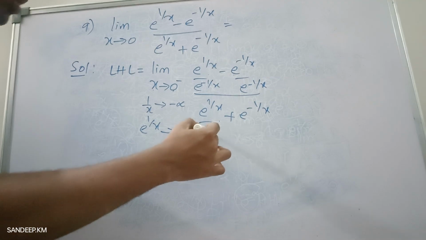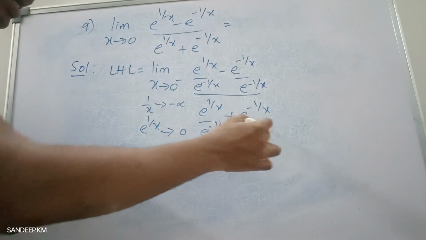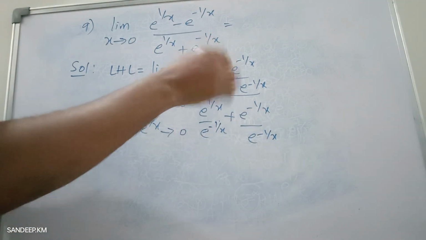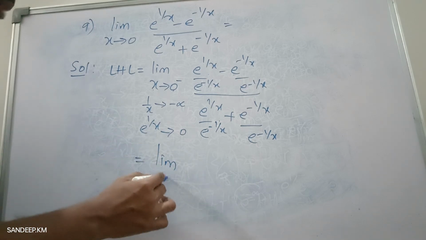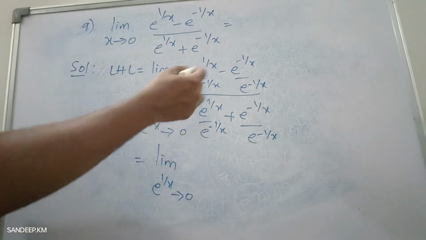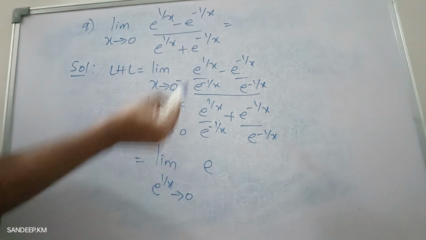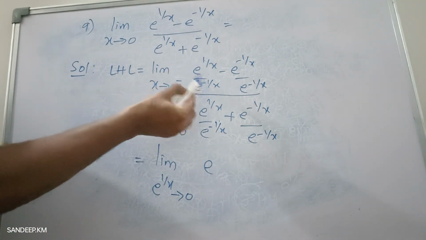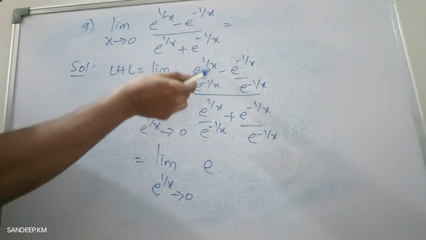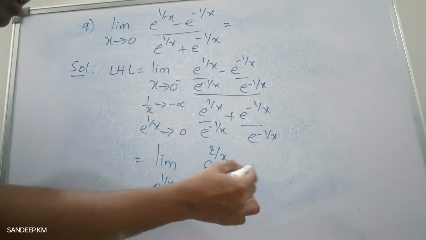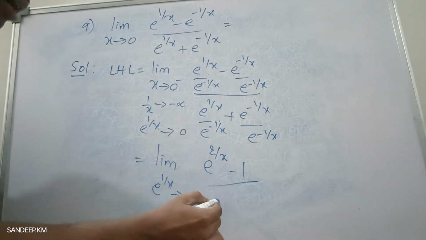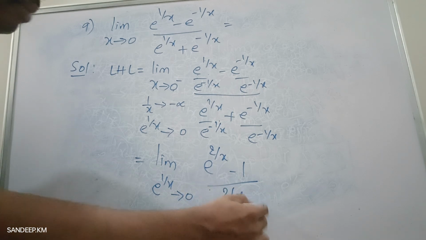Do something and make sure that e power minus 1 by x is not there in the function. Then what happens, dear students? Limit e power 1 by x approaches 0. What is it? a power m divided by a power n is a power m minus n only. So m minus n is 2 by x, and this is 1. Again here also e power 2 by x plus 1.